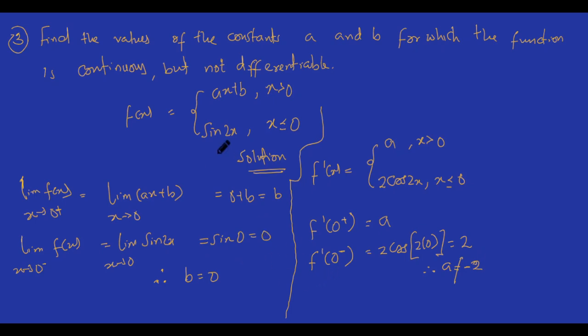So the values of a and b for which the function is continuous but not differentiable are b is equal to 0 and a is not equal to 2. Which means as long as a is not equal to 2 and b is equal to 0, the function is going to be continuous but not differentiable.